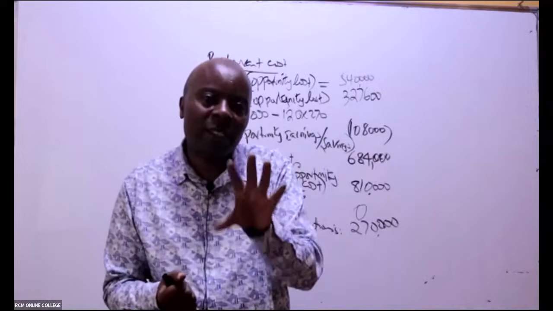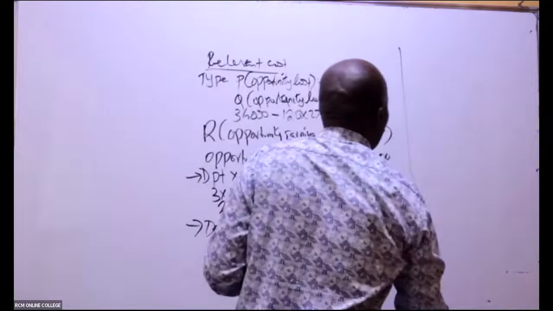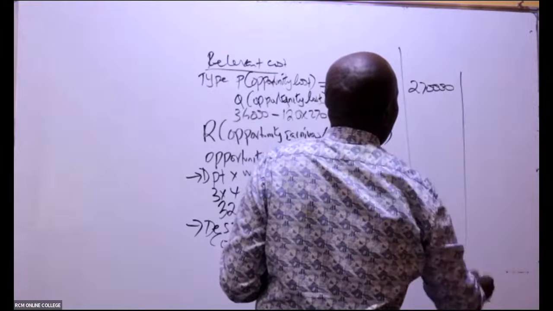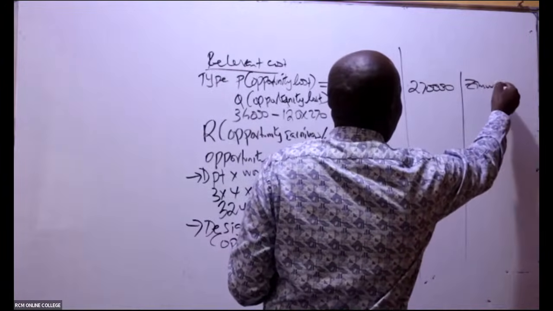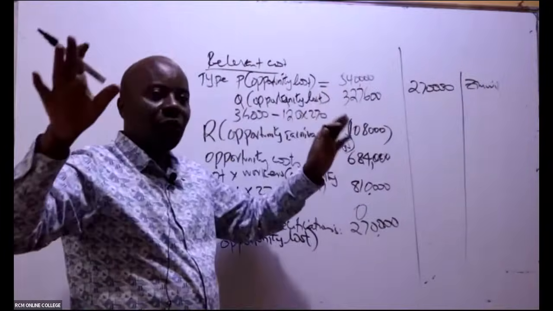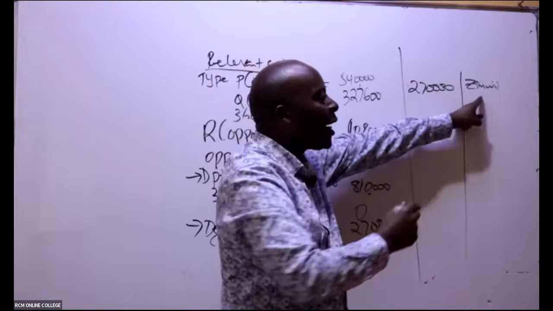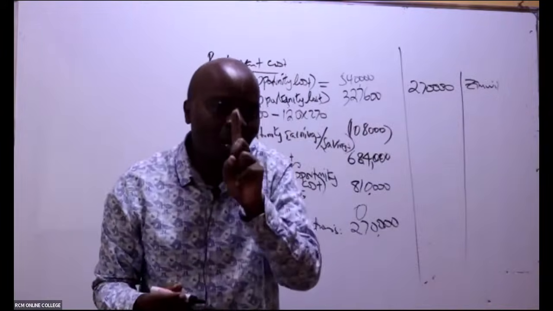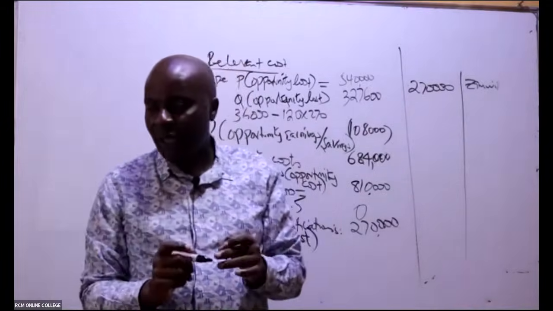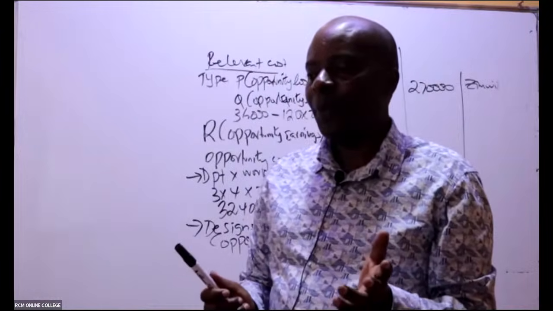So now look at this 270. We have two options here for these 270,000. And then I have Zimwi here. If I tell Zimwi, I don't want any of your business, I would have earned it as income here, but when Zimwi comes and takes up this, I lose that income. So it becomes what here, somebody? A cost. It becomes automatically a cost. All right?